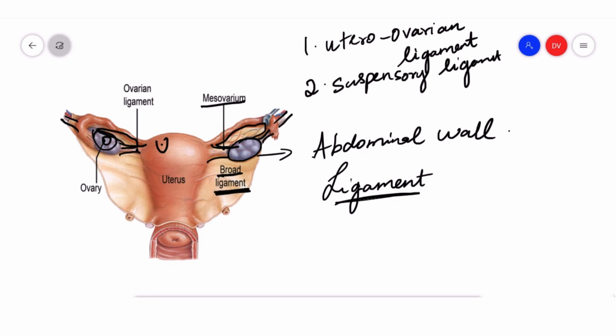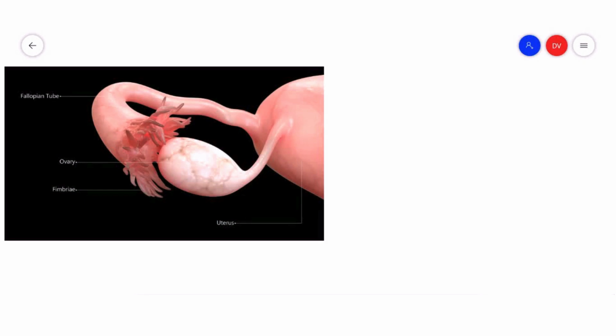Alright, so that's about the ovaries, guys. We saw the internal structure and we saw the ligaments. Hi guys, now we have completed the ovaries. The second part is the pair of oviducts. So we learn all about the oviduct.